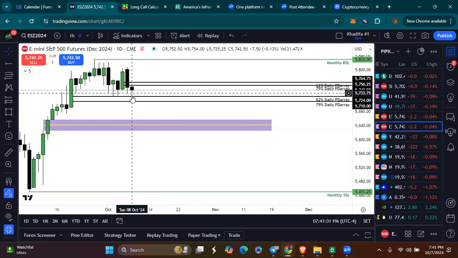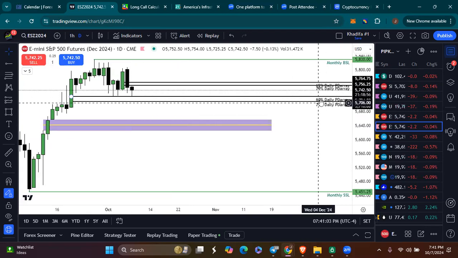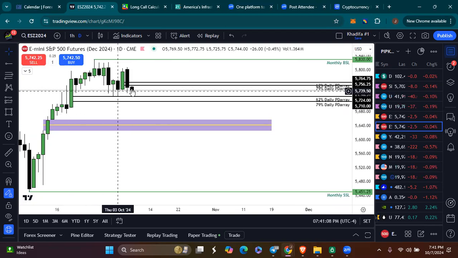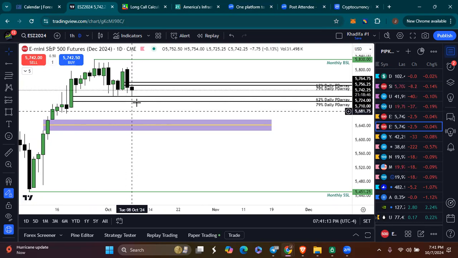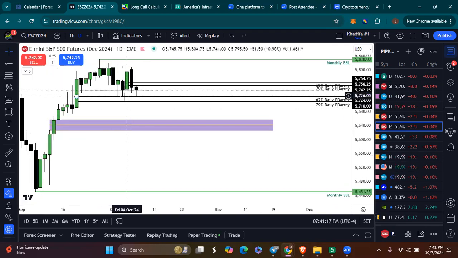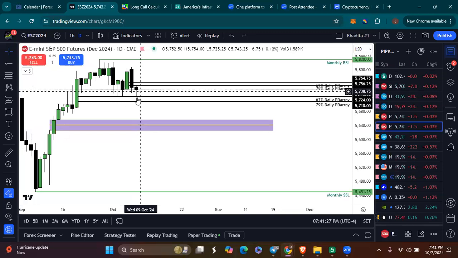And last but not least, futures. I want to see if futures is going to dig down into these daily PD arrays from September the 19th daily candle. I want to see if price is going to be delivered to those discount PD arrays efficiently, because as you can see, we've only had wicks come down and touch those levels. We haven't seen a candle body close inside of those levels. So until we see that, price hasn't been delivered back to those levels efficiently. So I want to see us pull back down into those levels efficiently.